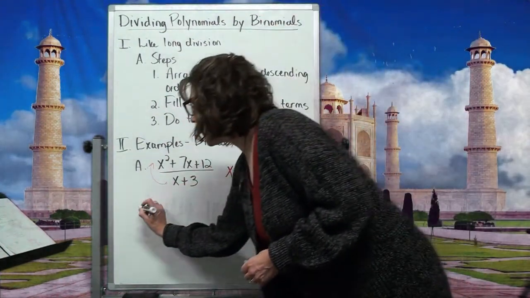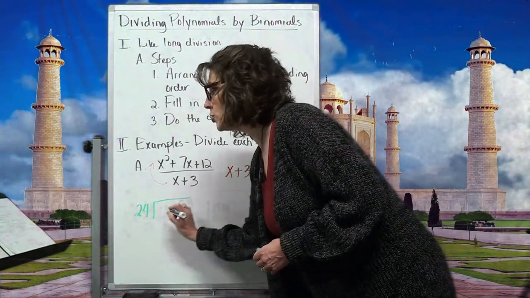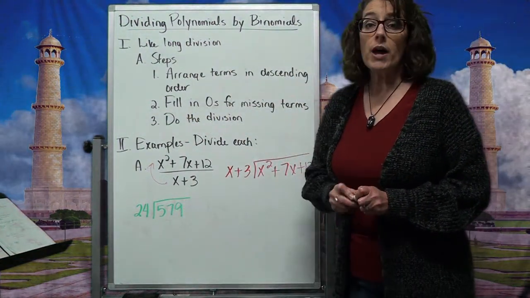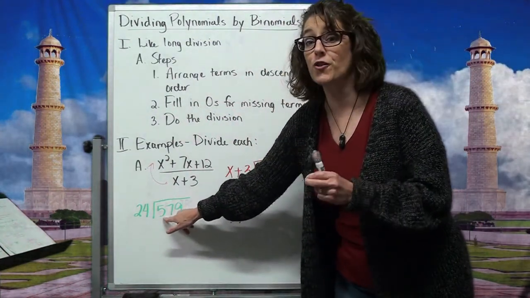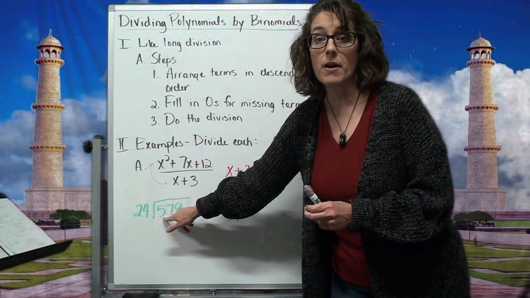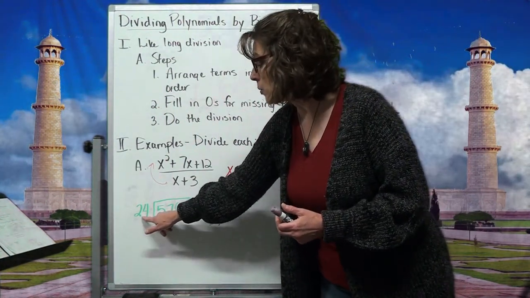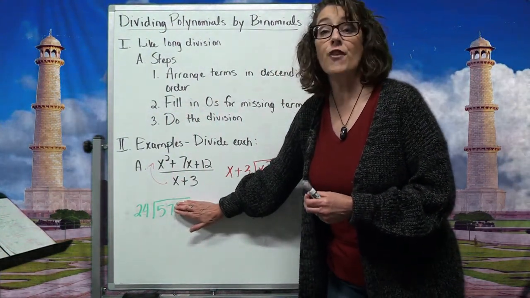Let's say that we had a problem where it said take a 24 and divide it into a 579. Well, in order to do that, what I'm going to do is I'm going to say, well, will this 24 go into just this first digit of 5? And it won't go into that first digit of 5. So now I'm going to say, will that 24 go into these two digits, 57? And in fact, it will.